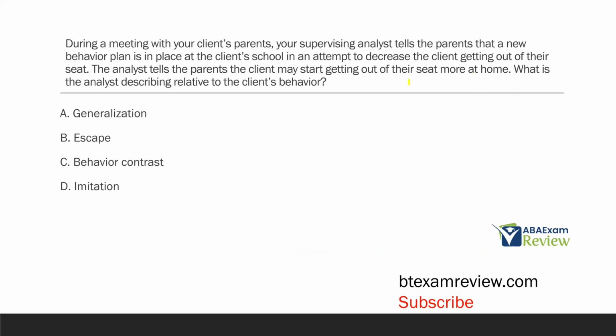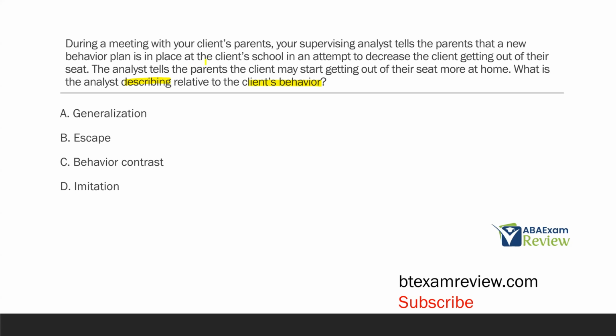During a meeting with your client's parent, your supervising analyst tells the parents that a new behavior plan is in place at the client's school in an attempt to decrease the client getting out of their seat. The analyst tells the parents the client may start getting out of their seat more at home. What is the analyst describing relative to the client's behavior? So, whose behavior are we looking at? We're looking at the client's behavior and specifically the description of that client's behavior. That's what the question is asking about. So let's find out how the analyst is describing that behavior.